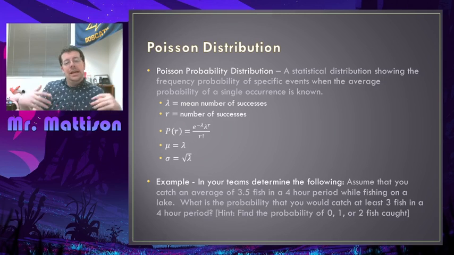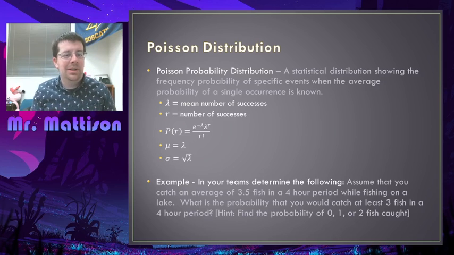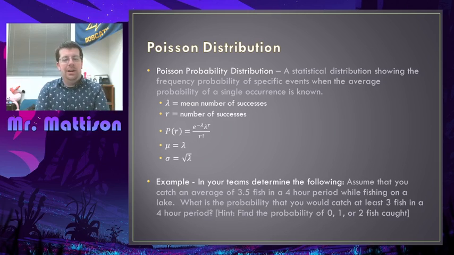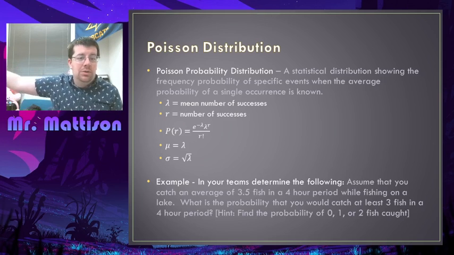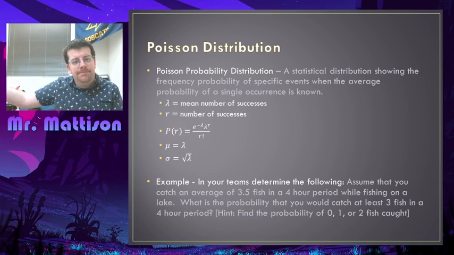All right, so in the spirit of the history of the Poisson distribution, our first example here is about catching fish, right? So let's assume that we catch an average of 3.5 fish in a 4-hour period when fishing on this lake. That is the number of fish you would expect to catch in a 4-hour period. So what's the probability that you would catch at least 3 fish in a 4-hour period? Okay, so I could catch 3, 4, 5, 6, 7, 8, 9, 10, up to a million, or effectively up to infinity, right?